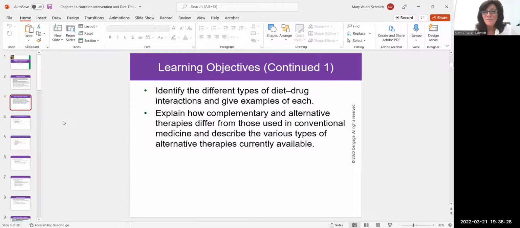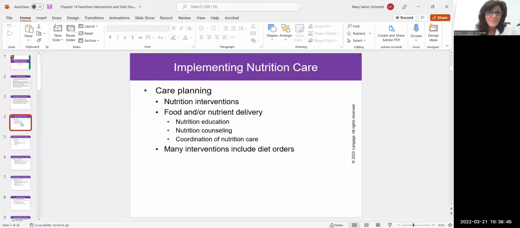We're going to identify the different types of diet drug interactions with some examples, and we're going to talk about complementary and alternative therapies and how they differ from conventional medicine, supplements, and the various types of alternative therapies that are available out there.